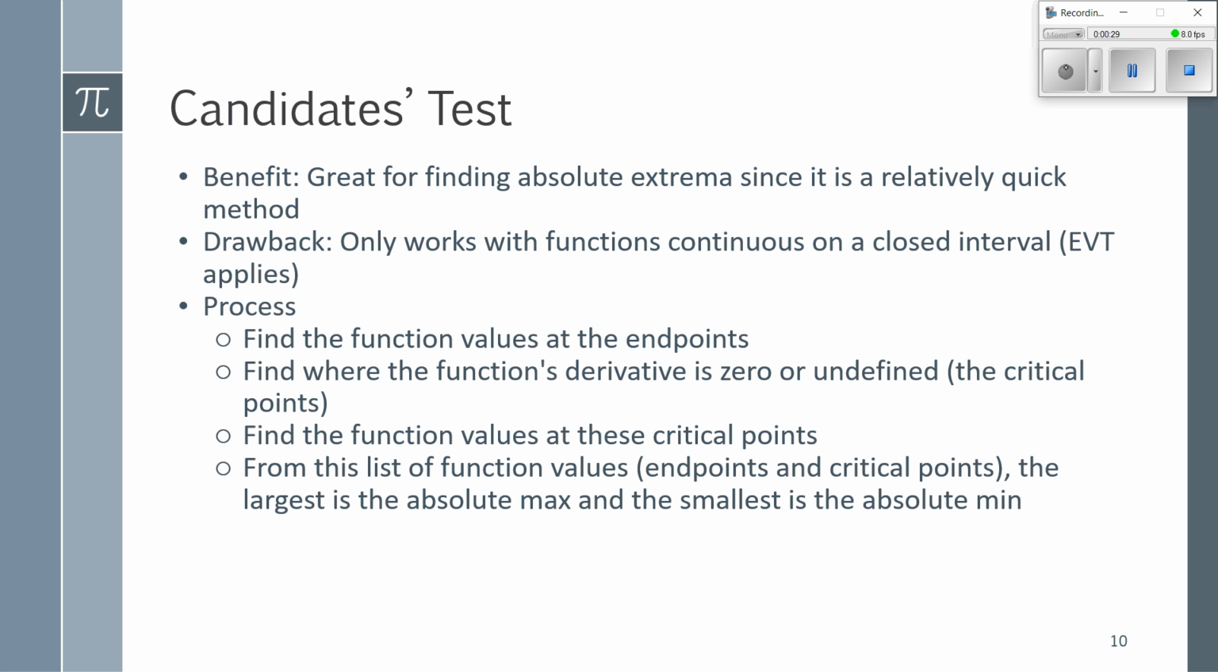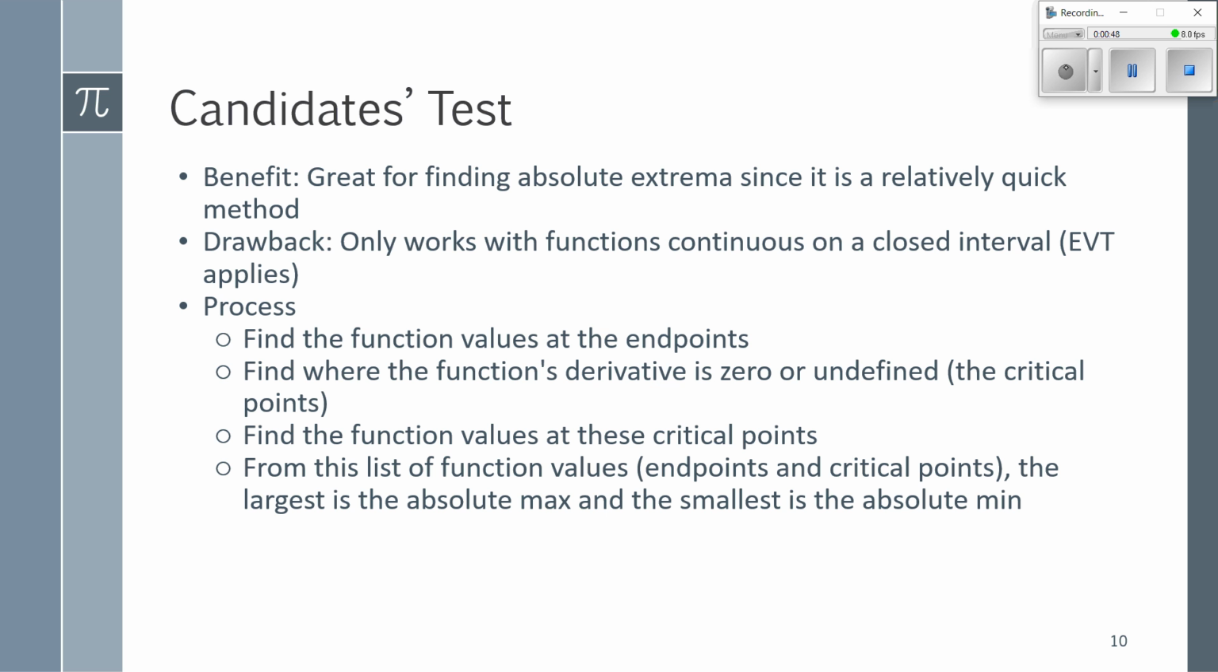So what we do with this is we find the function values at the endpoints because we're continuous on a closed domain. We find where the function's derivative is 0 or undefined, the critical points. We find the function values at those critical points, and then from this list of function values, the largest is the absolute max and the smallest is the absolute min.